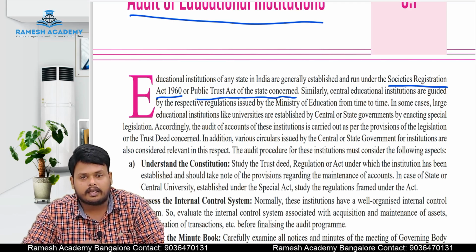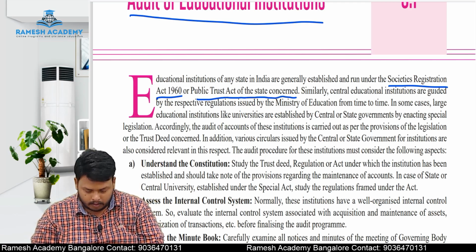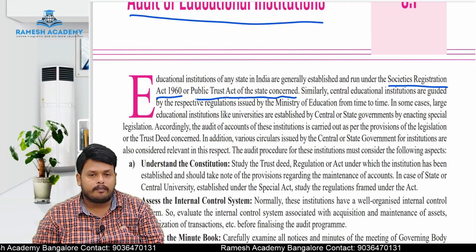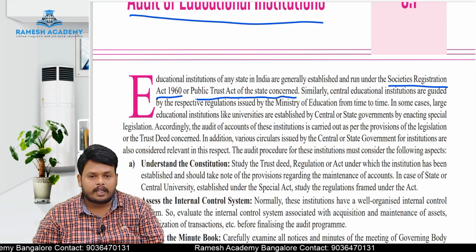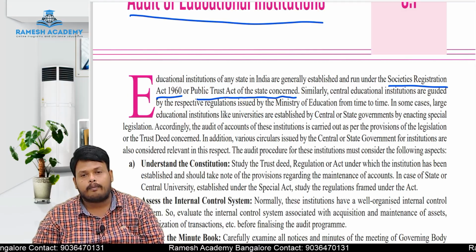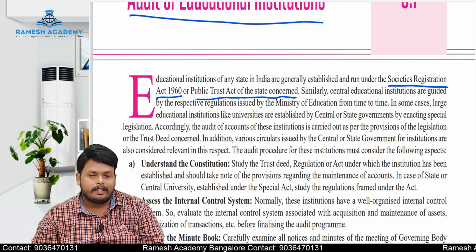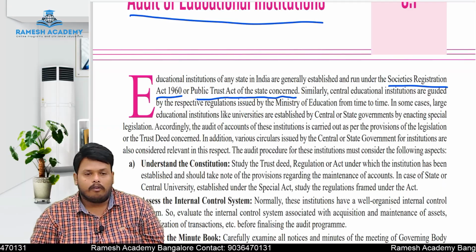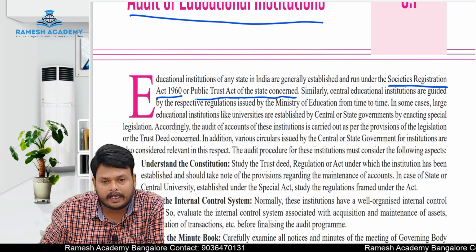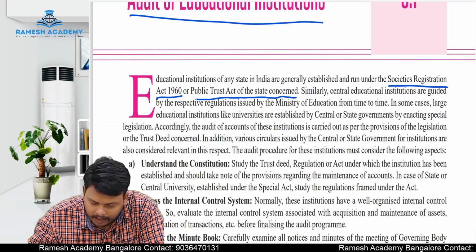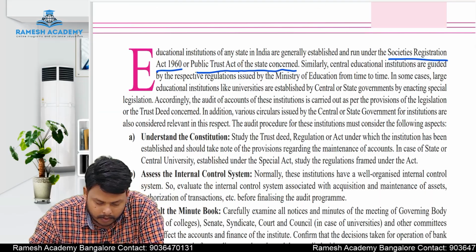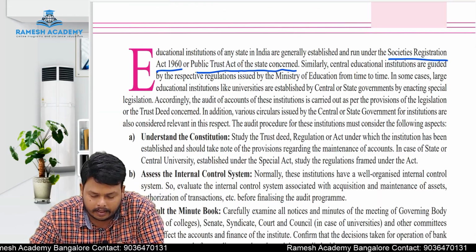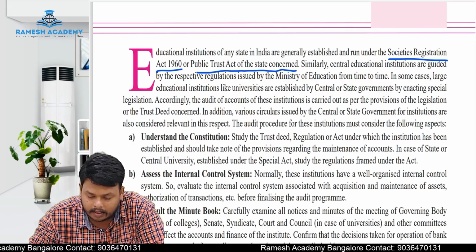Generally any educational institution which is being run in India is established either under the Societies Registration Act or Public Trust Act. Why? Because educational institution in India is only meant for service, like NGO services. Similarly, central educational institutions are guided by respective regulations issued by the Ministry of Education from time to time.